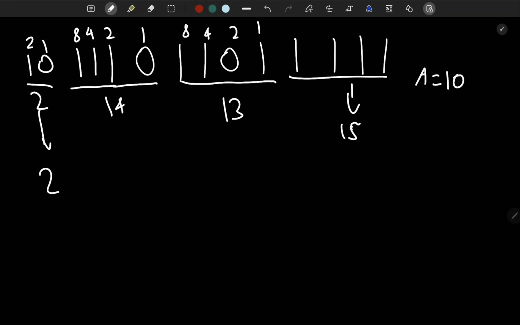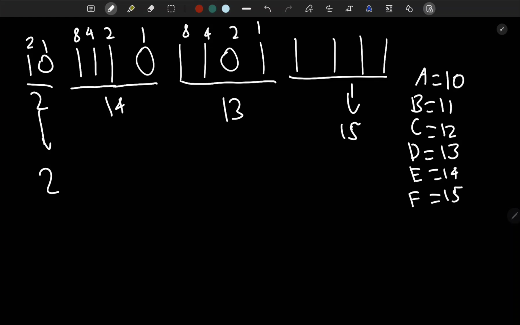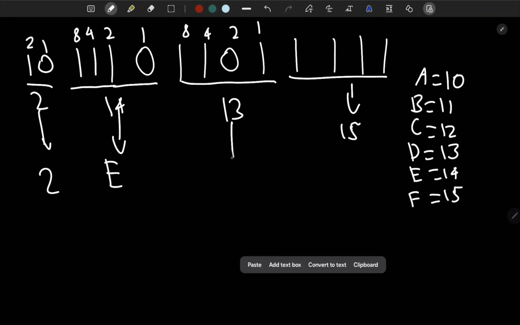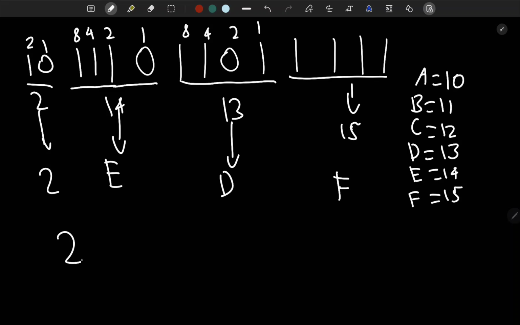make this table. So starting from A, which is 10, B, which is 11, C, which is 12, D, which is 13, E, which is 14, and F, which is the last one, 15. So here we have 14 is going to be E, 13 is going to be D, and 15 is F. So the final answer is 2DF. Okay, my E is, yeah, D and F. And this is the answer.